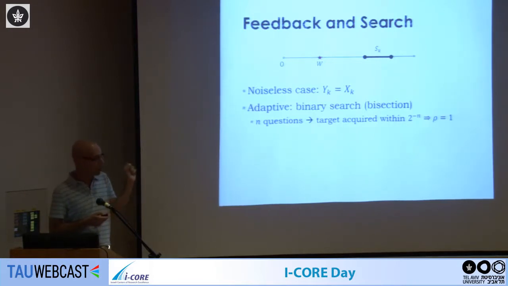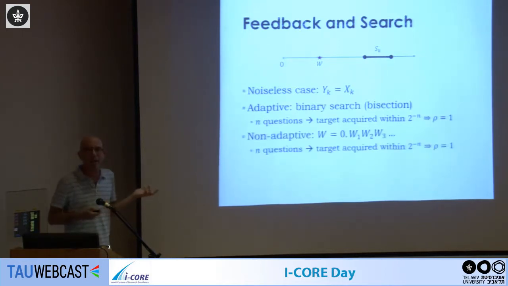And I'll just note that this is an adaptive strategy. So what do you do? You basically ask, is the target between 0 and half or not? If the answer is yes, you narrow it to 0 and half, divide it in 2, and so on and so forth. And it's very easy to see that after n questions, you can locate the target to within 2 to the minus n resolution with no error. And your targeting rate is 1, and this is actually a capacity. You cannot do better than that.